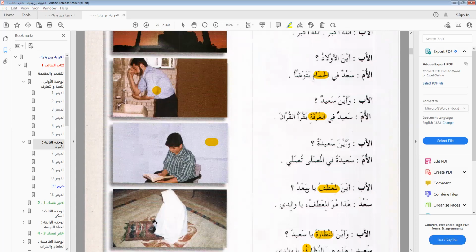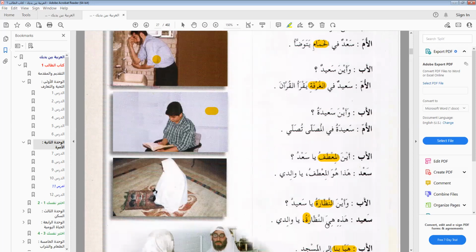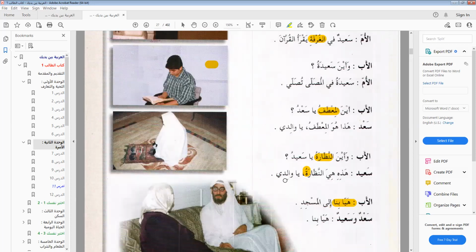Aina al-mi'tafu ya Sa'd? Where is the jacket? Oh Sa'd. Hadha huwa al-mi'taf. This is the jacket. Ya walidi, oh my father. Wa aina nadhara? Where is the glasses? Ya Sa'id. Hadhihi hiya nadhara. This is the glasses. Ya walidi, oh my father. Hayya bina ila al-masjid. Let's go to the masjid. Then Sa'd and Sa'id said, Hayya bina.